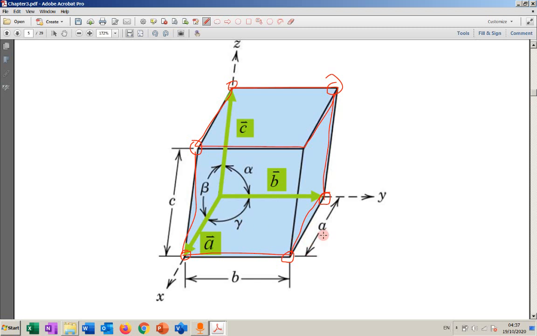So A, which is the side here, B, C, and alpha, beta, gamma. Those are the 6 parameters of a lattice. We call them lattice parameters. You will hear this term a lot, lattice parameter. They will tell you, okay, find the lattice parameter. They want to know the side of this crystal structure.